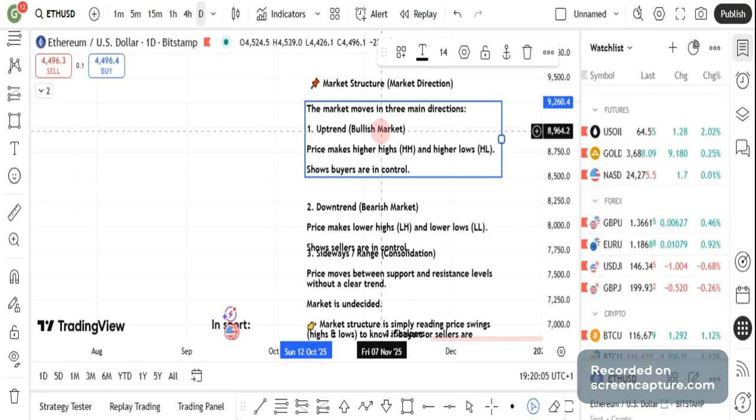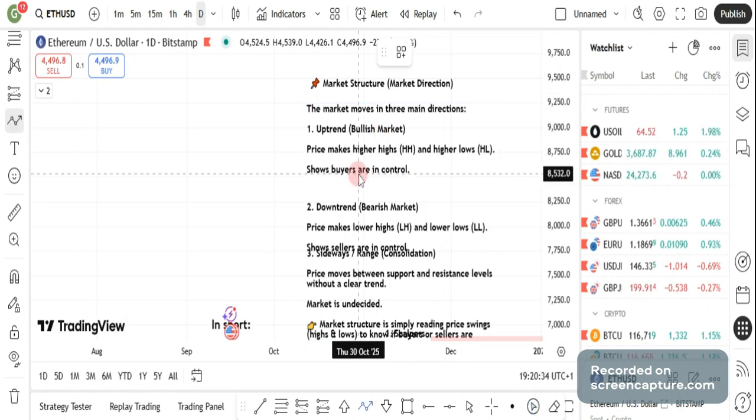Okay. Now, how do we identify an uptrend? In an uptrend, price makes higher highs and higher lows. It means that the buyers are the ones in control of this market. Now, how do we identify it? Let me draw a diagram. This is an example of a bullish trend, or an uptrend.